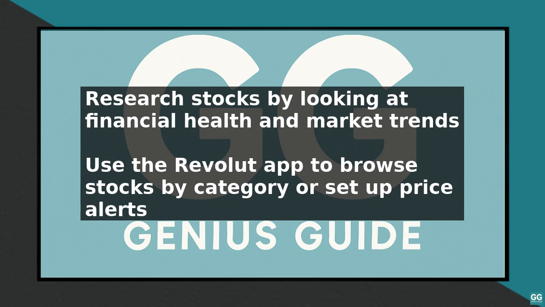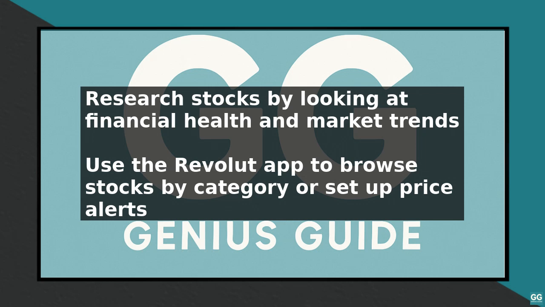When it comes to selling stocks, the process is just as simple. Navigate to the Invest section of the app, select the stock you want to sell, and click on the Sell button. You can choose to sell a specific number of shares or the entire holding. The proceeds from the sale will be transferred back to your Revolut account.